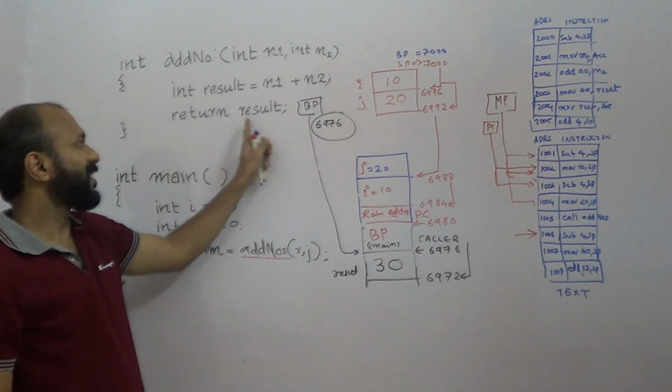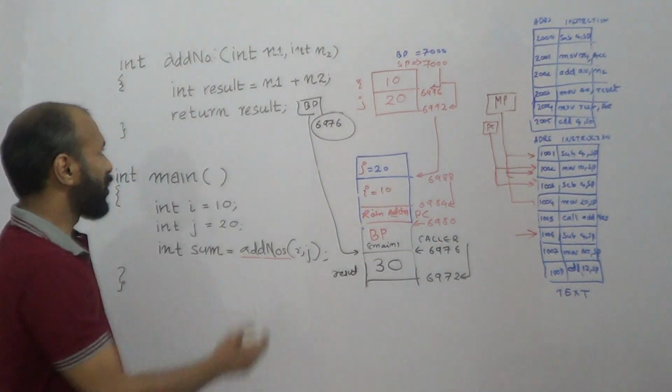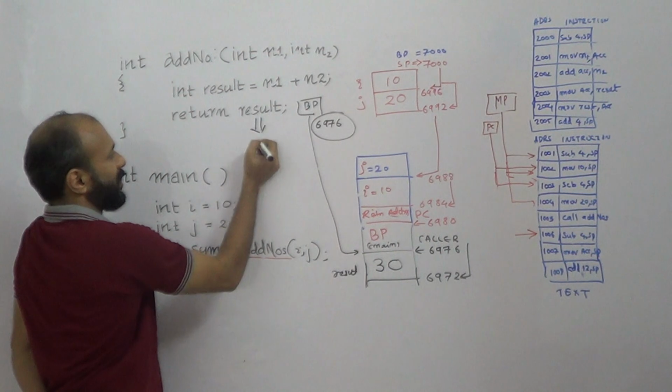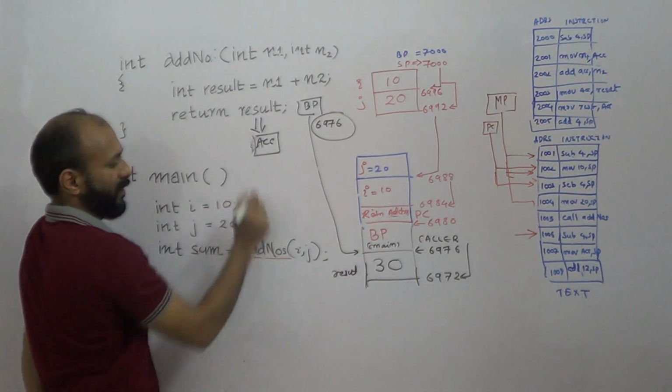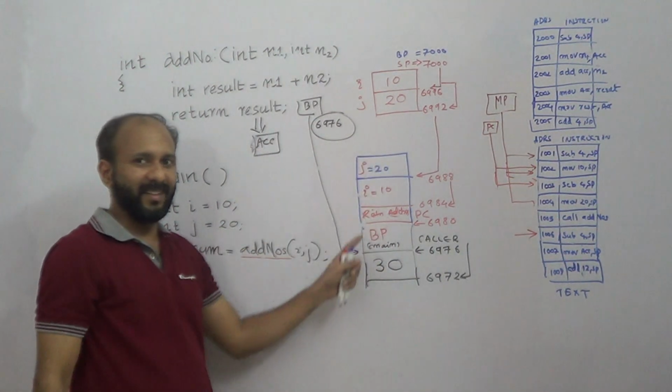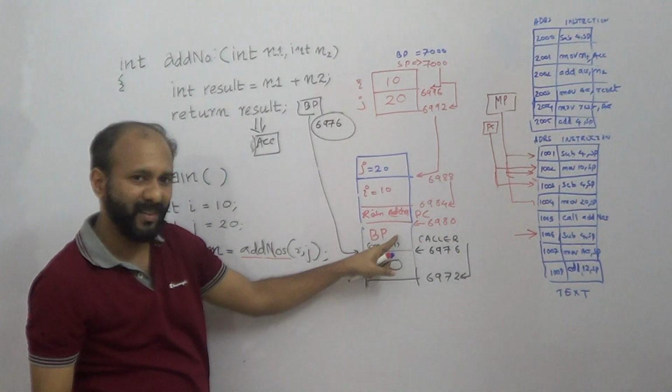Now whenever there is a return result, this result again gets copied into the accumulator. Now this function is getting over. This stack frame is removed. What is happening now? You see.